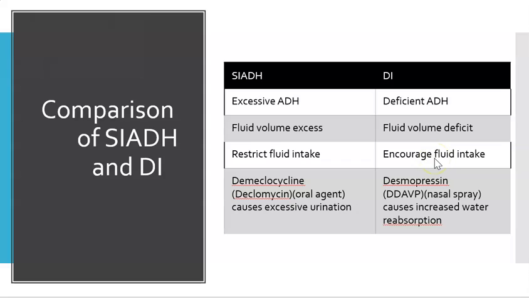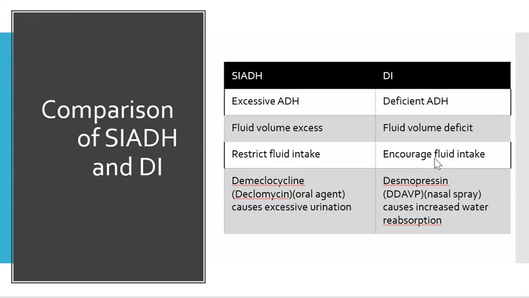So comparison side by side, like I said, they're opposite. Syndrome of inappropriate antidiuretic hormone, or SIADH, we have too much. So we have too much ADH. With diabetes insipidus, it's going to be a deficient amount of ADH.